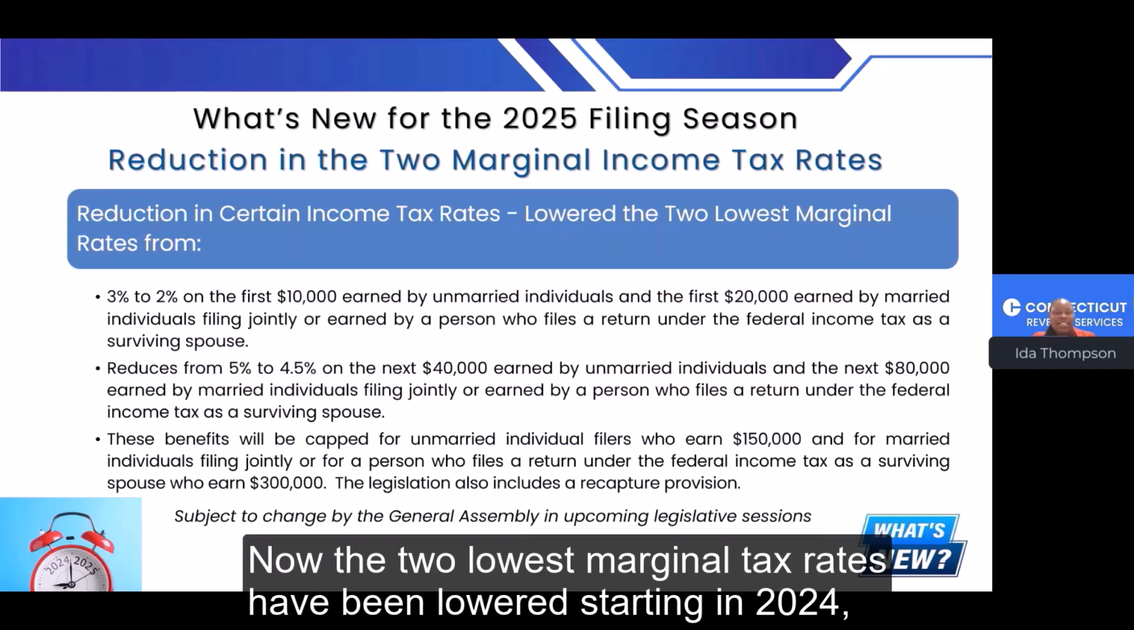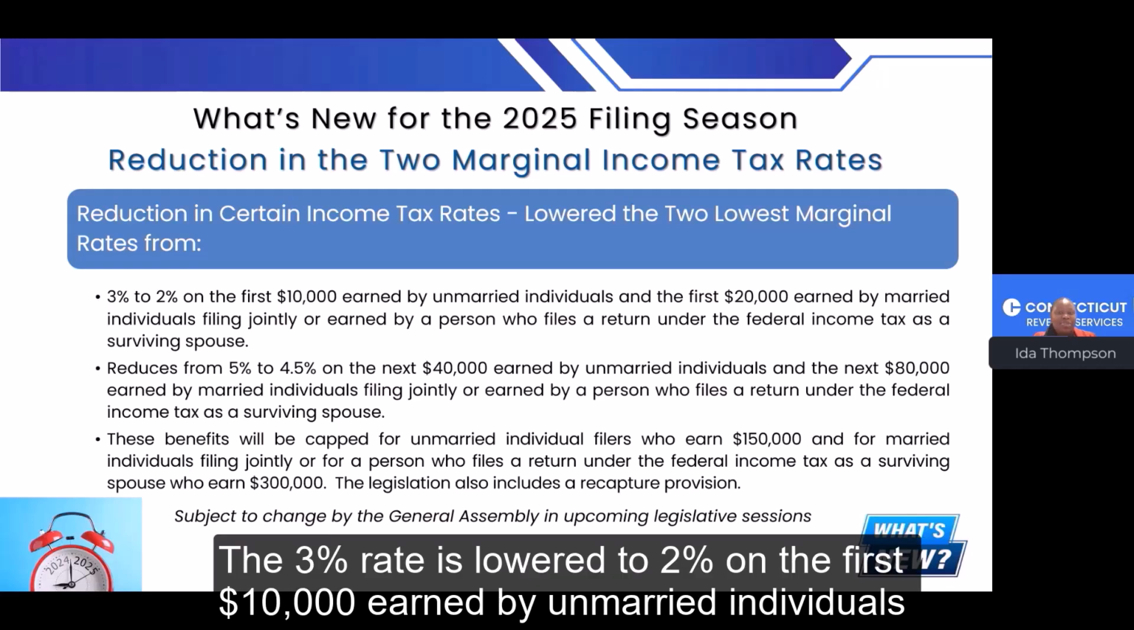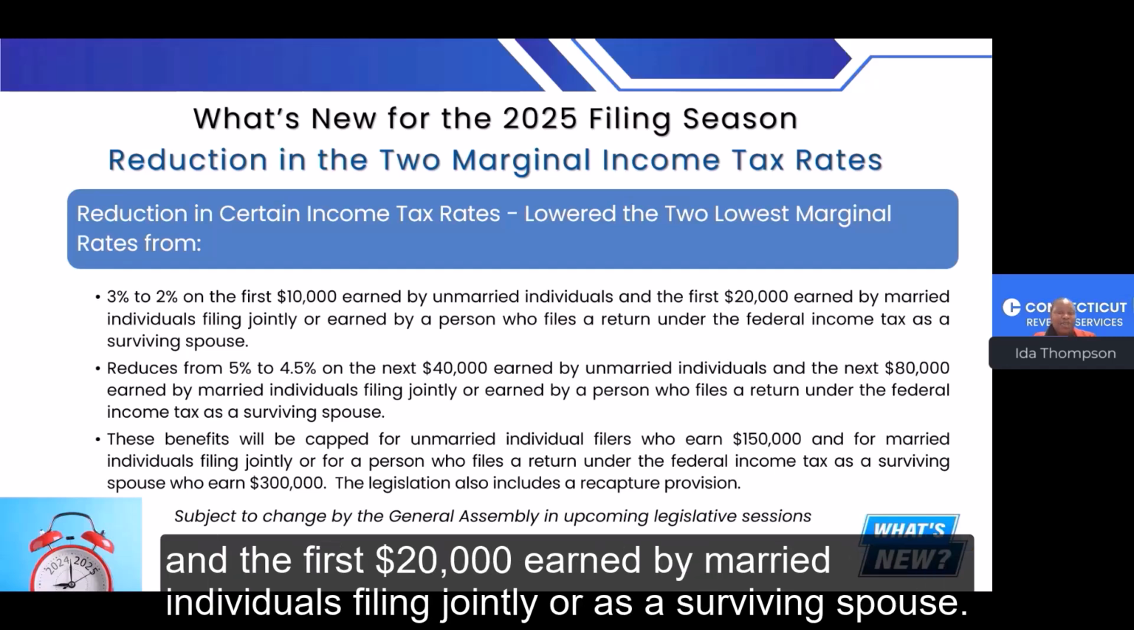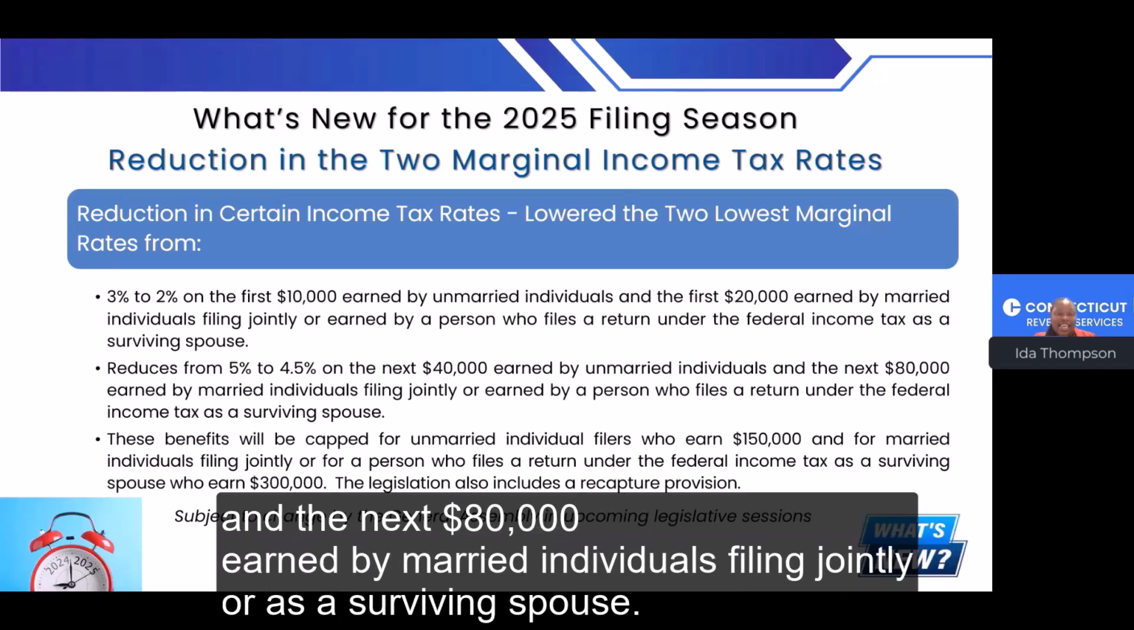Now, the two lowest marginal tax rates have been lowered starting 2024, which is good news for many of us taxpayers. The 3% rate is lowered to 2% on the first $10,000 earned by unmarried individuals and the first $20,000 earned by married individuals filing jointly or as a surviving spouse. The 5% rate is now 4.5% on the next $40,000 earned by unmarried individuals and the next $80,000 earned by married individuals filing jointly or as a surviving spouse.